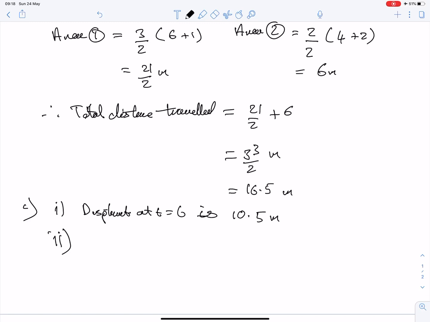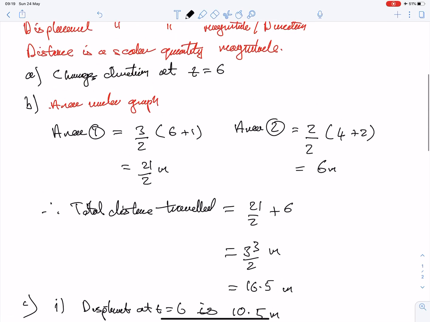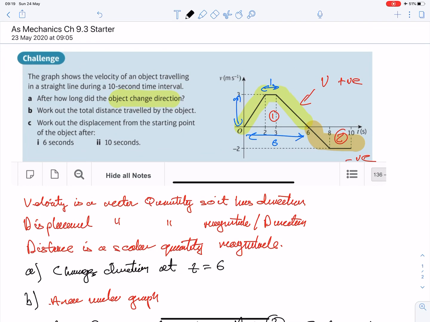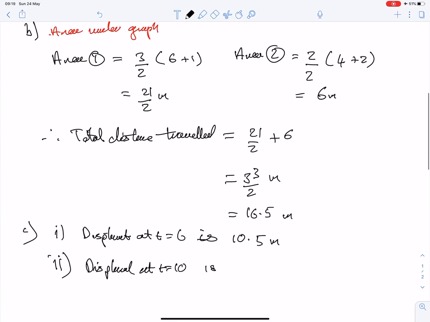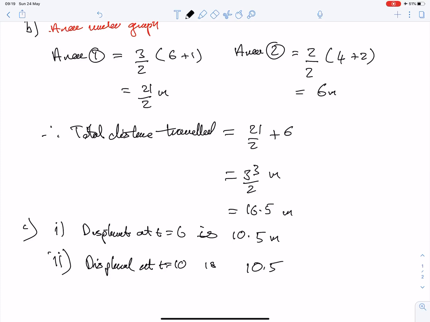Okay, part 2. Displacement at t equals 10 is, well, area 1 minus area 2, because area 2 is going in the opposite direction. We've already said up here that the velocity at that point is negative. So I've got negative velocity there, positive velocity here. So the displacement is going to be area 1 minus area 2. So we get 10.5 minus 6 is 4.5 metres.